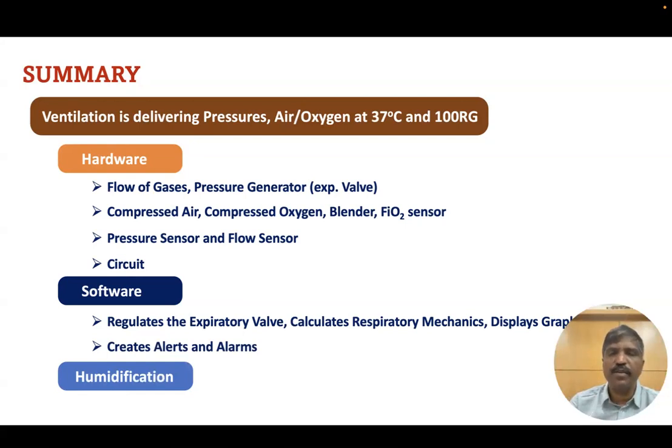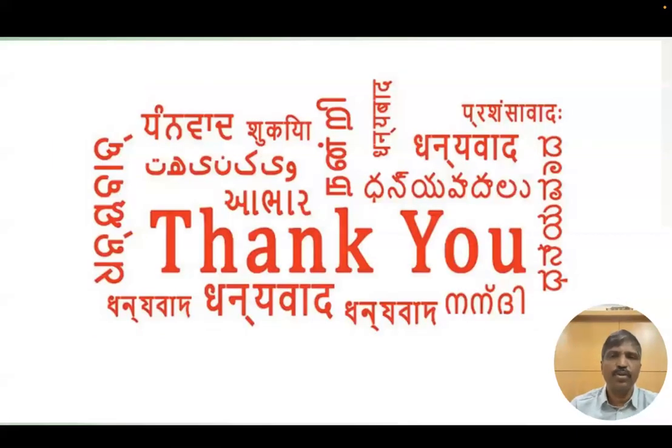So the third component is humidification. The purpose of humidification is to deliver the gas at 37 degrees and 100% relative humidity to the nares or to the endotracheal tube in a ventilator. Thank you one and all for patiently listening, and I hope you understood the basic mechanical ventilator purpose for newborn ventilation.